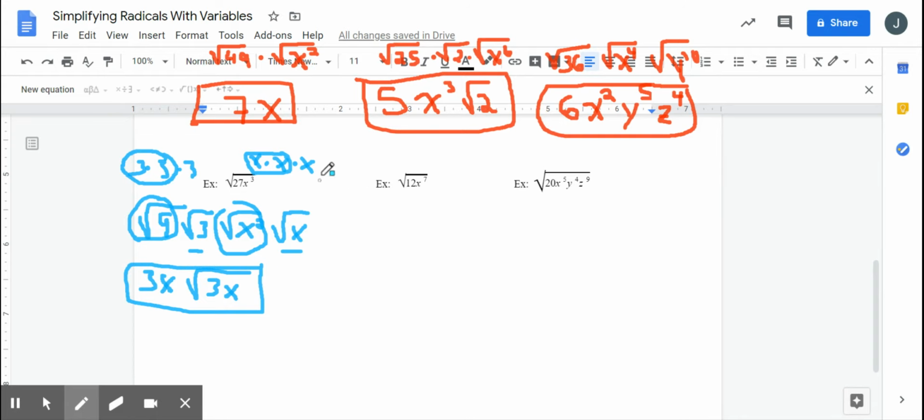Okay, over here, let's realize that the square root of 12 is not a perfect square, but the square root of 12 does have a perfect square factor in it. It's divisible by 4.